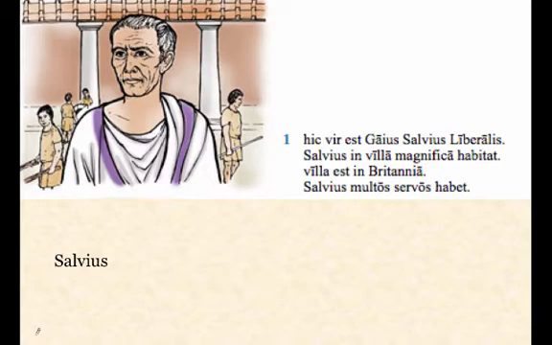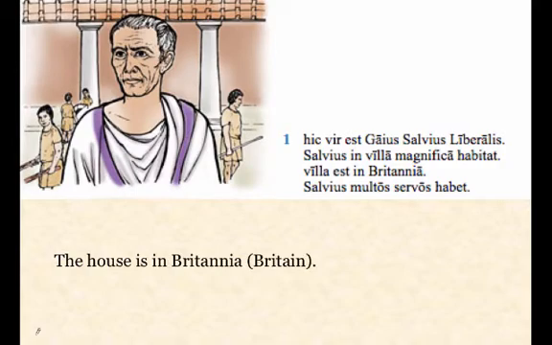Salvius in villa magnifica habitat. Go ahead and translate. On to your verb, habitat. Lives. Where does he live? In villa magnifica. In a magnificent house. The house, villa. Where is it? Ubi est? Villa est in Britannia. The house is in Britannia, and that's where we get the word Britain. That's right. We are now moving to Britain for book 2.